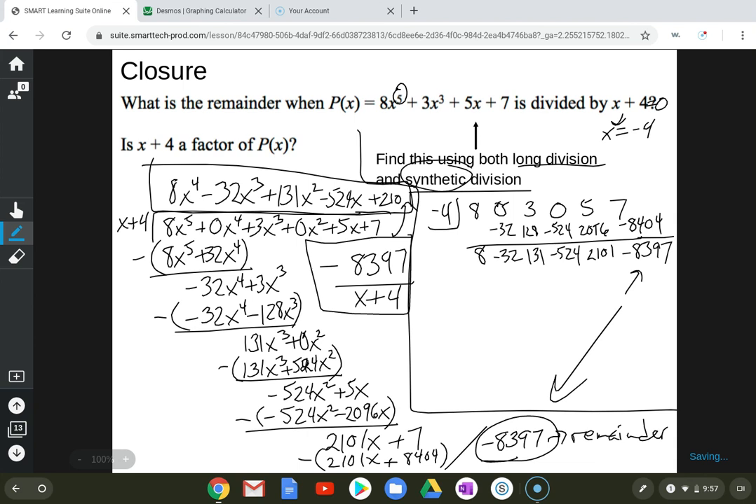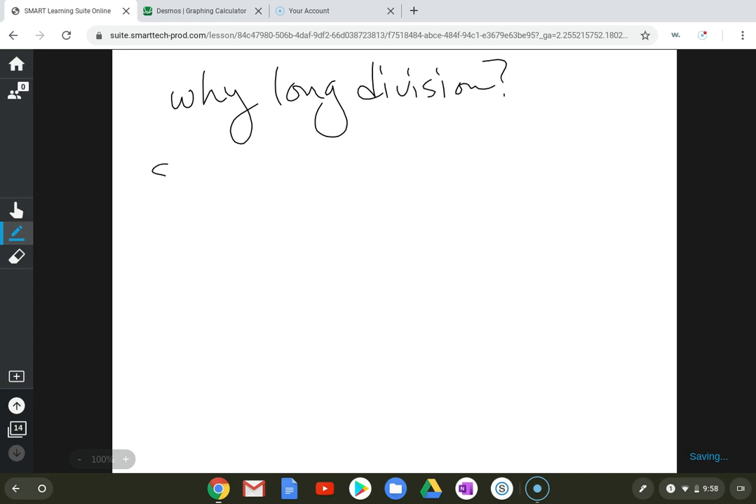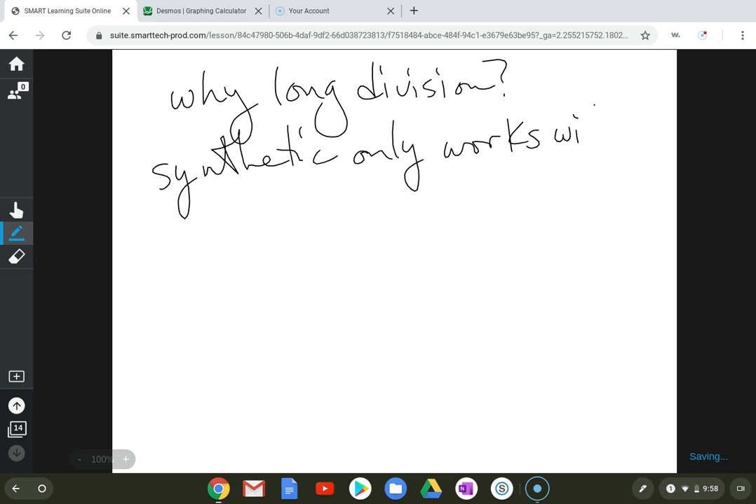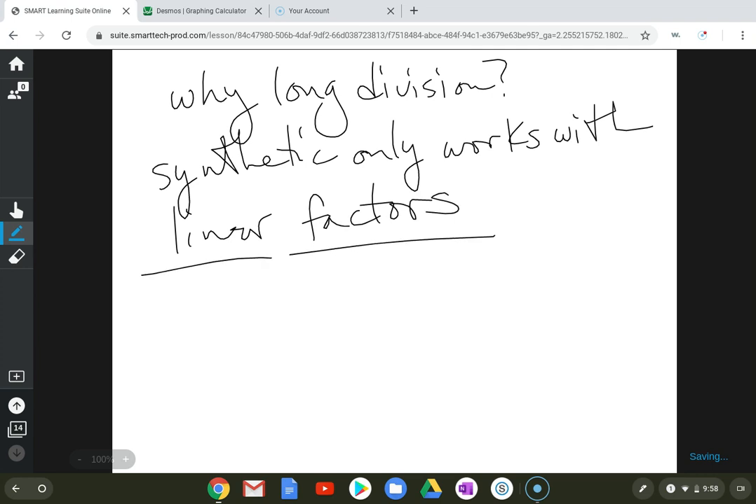So synthetic is usually the best way to go. Why do we learn long division? Why would we ever use it? Because synthetic only works with linear factors. The only time I can use synthetic division is if my factors are linear. Anytime I have to divide by a quadratic or a cubic factor, I've got to use long division.